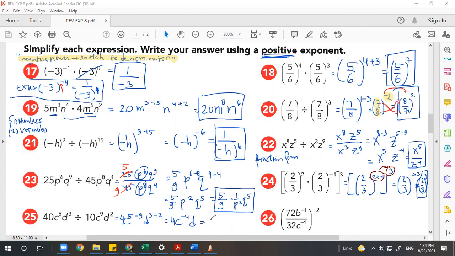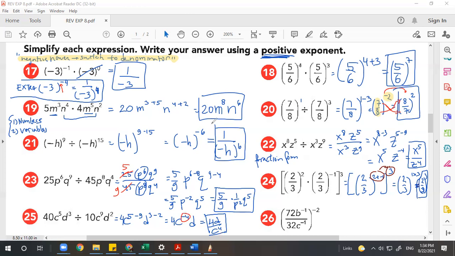What do you have to do now? 4 over C power 4 D. Make sense? Wait, so the D is on the top? Yep, and the C on the denominator. Why? Because only the C has the negative power, right?